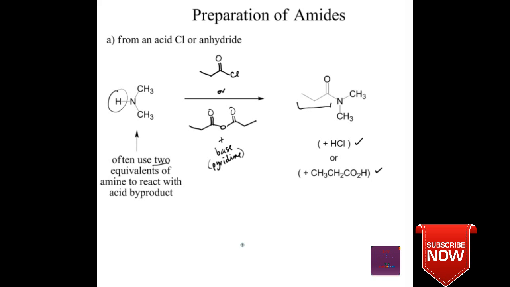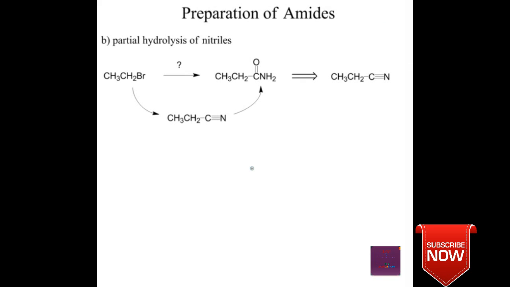Okay, so one possible route to an amide, one of the best routes to forming an amide, is to start with the acid chloride or the anhydride and do a simple addition elimination with an amine nucleophile. Another synthesis that's unique to amides is to start with a nitrile, a CN triple bond, and do just a partial hydrolysis. So we saw that one way to make an amide is to start with a nitrile.